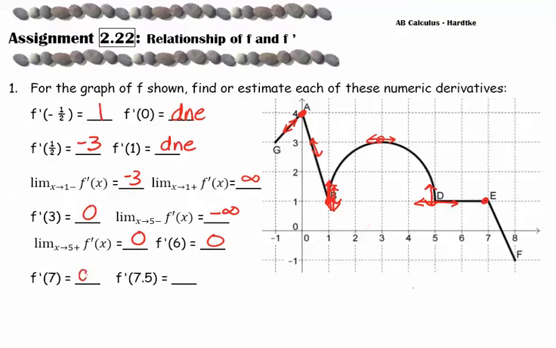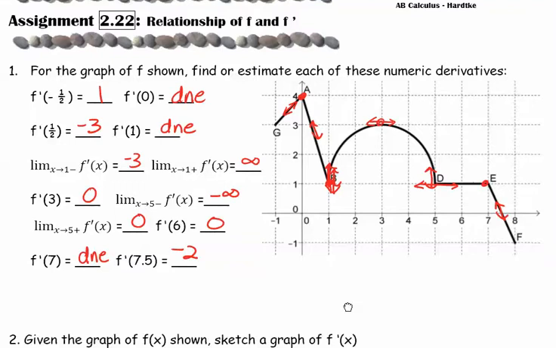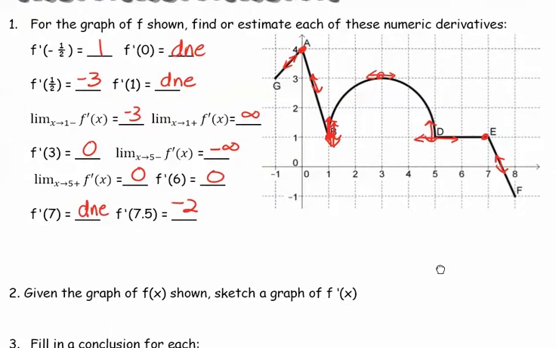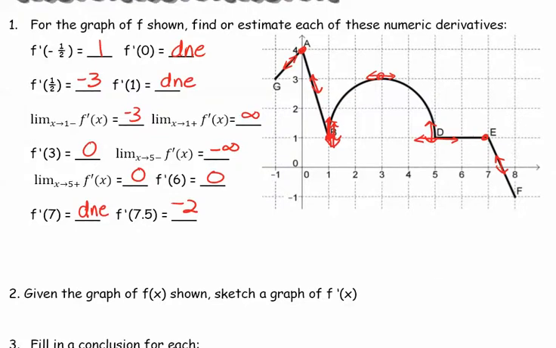So there is no derivative at the corner. At 7.5, our slope here appears to be -2. All right, so those should help us. I think our next task is to sketch a graph of the derivative on this same function. So let me go section by section here.